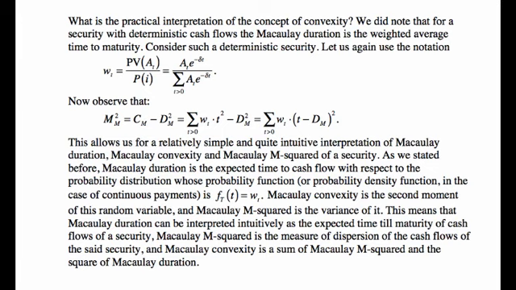That means that Macaulay duration can be interpreted intuitively as the expected time until maturity of cash flows of a security. Macaulay M squared is a measure of dispersion of the cash flows of the said security, and Macaulay convexity is the sum of Macaulay M squared and the square of Macaulay duration. And dispersion, of course, gets bigger if the cash flows are more dispersed, if they're more spread out over time. Duration is bigger if the cash flows come later.